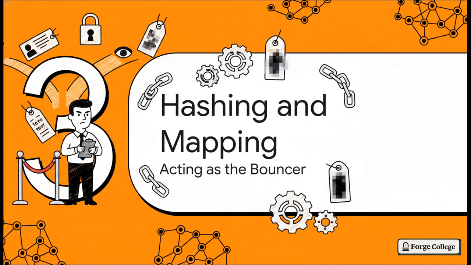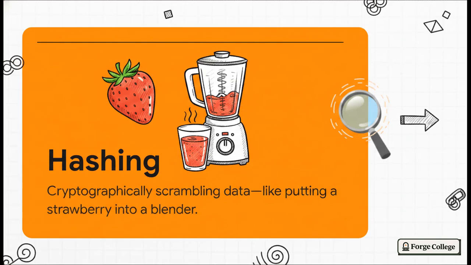Which brings us to Section 3, hashing and mapping. All right, this is the stage where we basically act as the bouncer for our data. We have to look at every single attribute on our digital name tag and decide what's safe to expose in plain text and what absolutely must remain completely hidden.